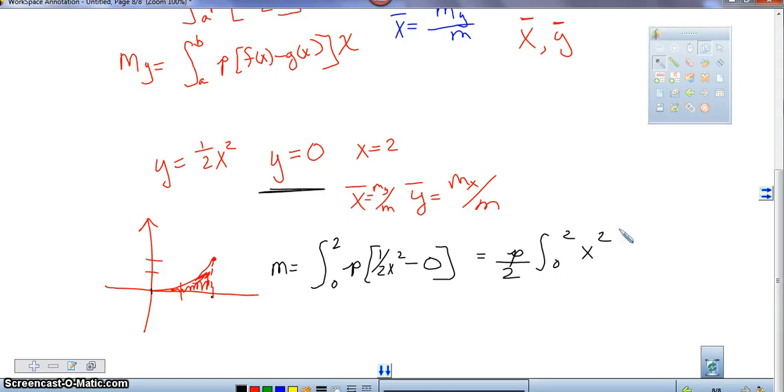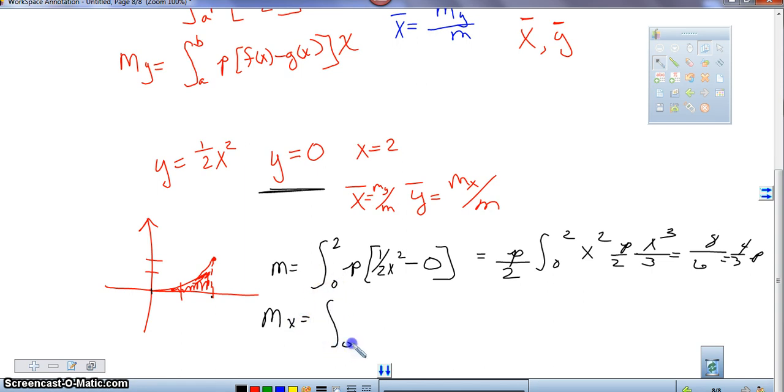And if you integrate that, let's just integrate real quick. x cubed over 3 times rho over 2. If I put 0 in there, I get 0. If I put 2 in there, I get 8 over 6, which is 4 over 3 times rho. 4 rho over 3.